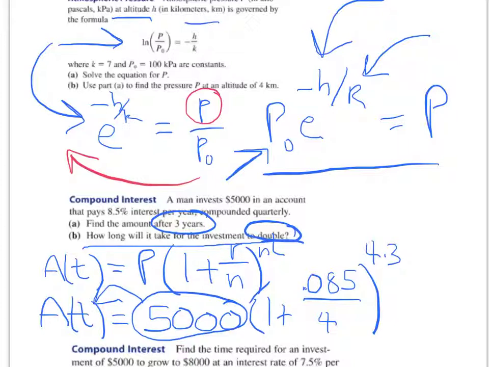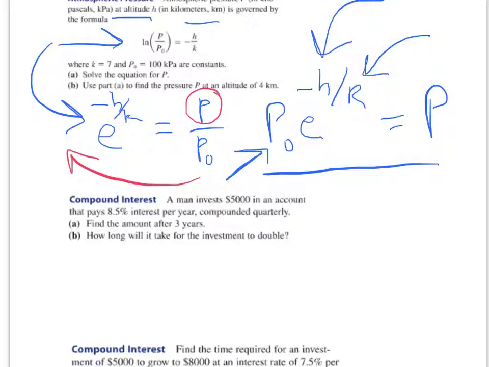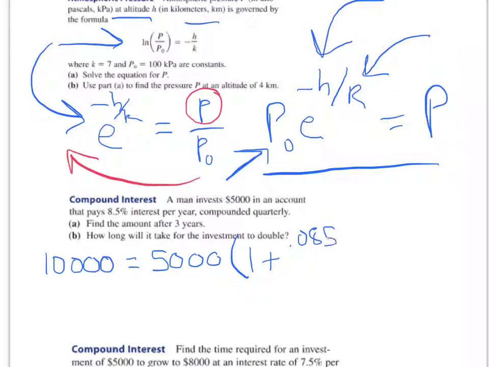First, I'll make some room here. So now we've got to find, if we know that we're going to end up with a double, that means we know we're going to end up with $10,000, and that still equals our original amount, 5,000, just substituting into the formula, times 1 plus 0.085 divided by 4 to the power n times t, which is 4 times t. So now you can see the difference here is we have to solve for the t, which is in the exponent, and that's where the logarithm comes in.